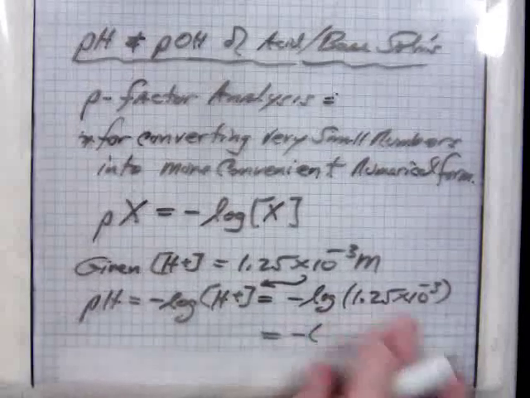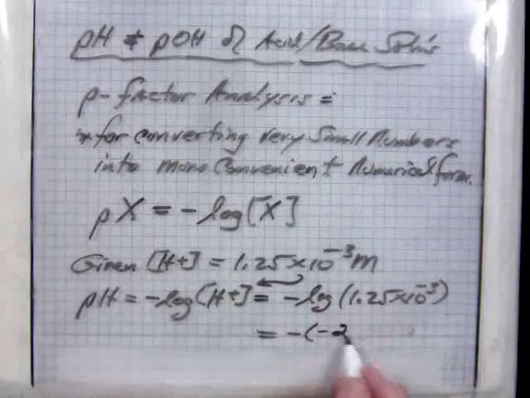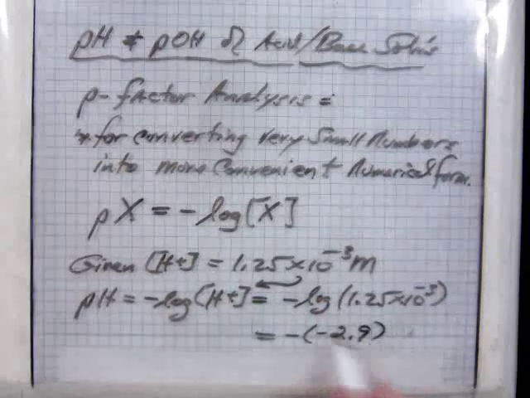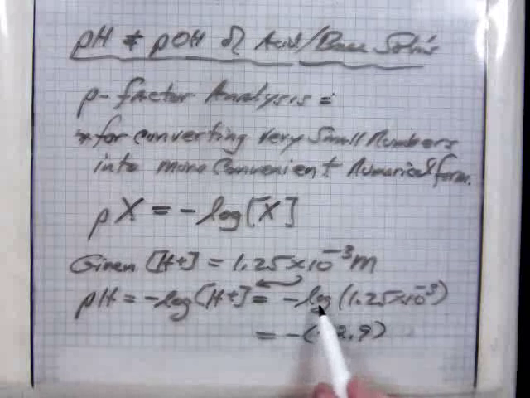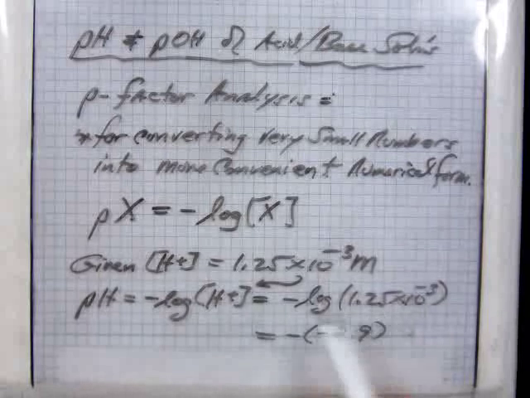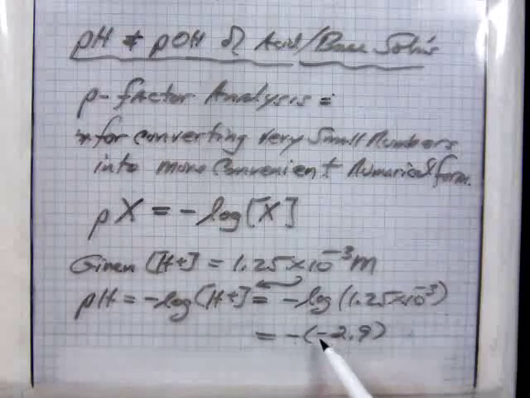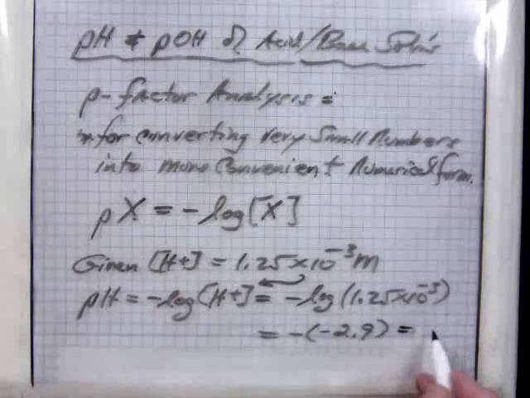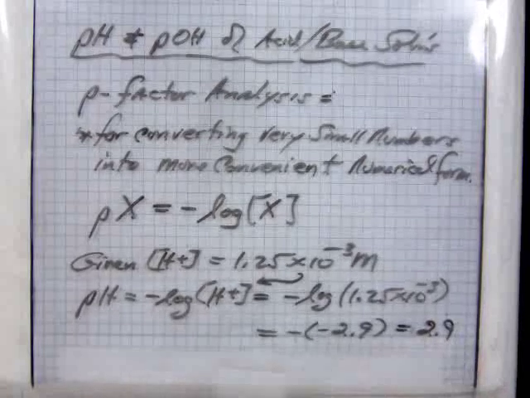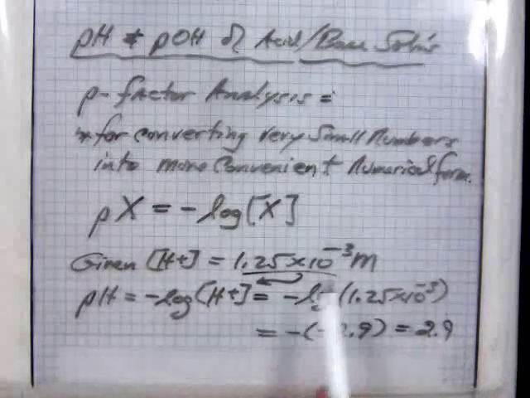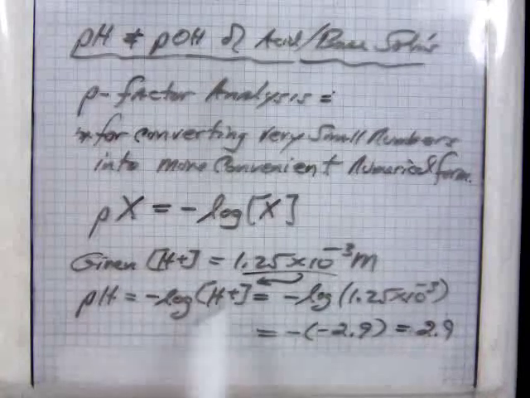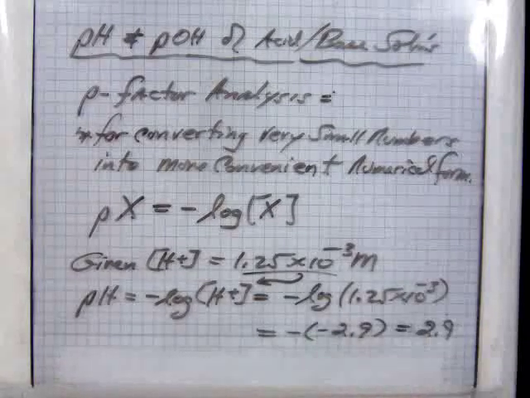I forgot the negative. Minus a minus 2.9. Notice I left the 9 in here because when you take the logarithm of a fraction, a decimal fraction, it's going to come out negative. So you wind up with a negative times a negative, and this ultimately goes to 2.9. So the pH of a solution with 1.25 times 10 to the minus 3 molar in hydronium ions is 2.9.